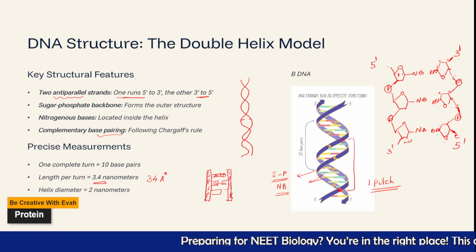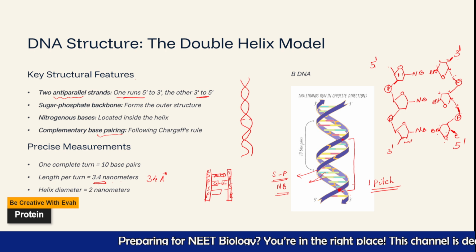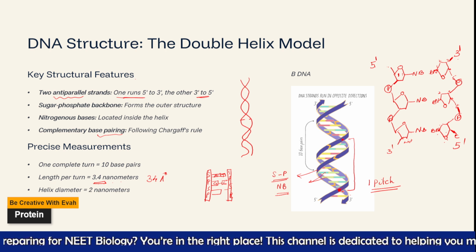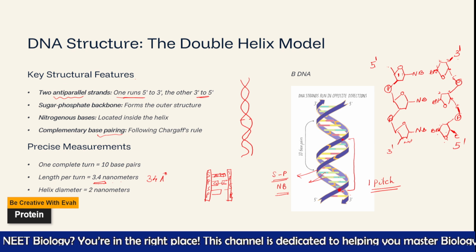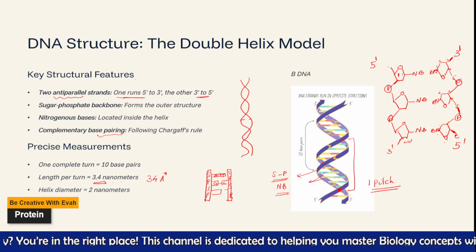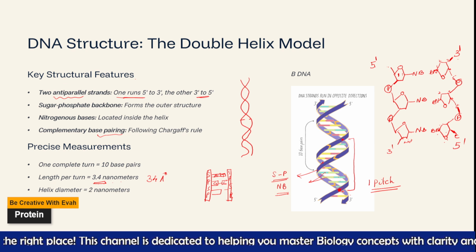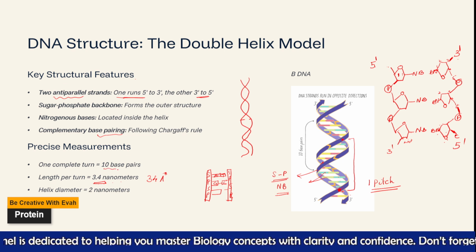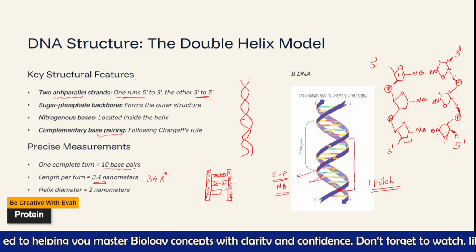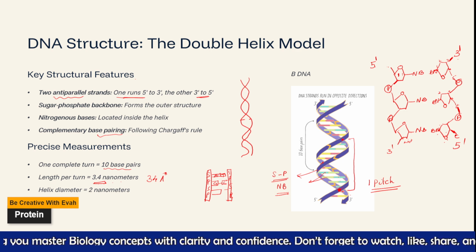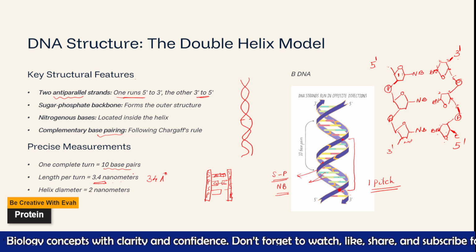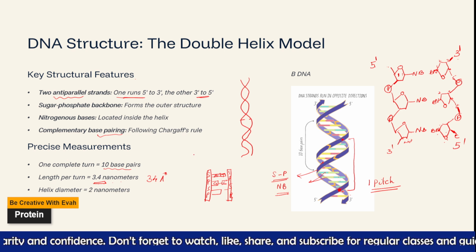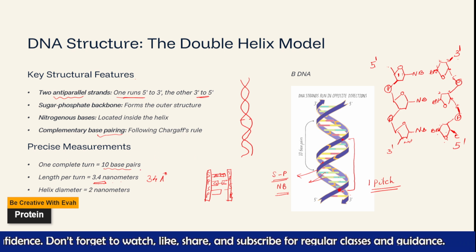Now you check how many base pairs are there in one pitch. Okay, 1, 2, 3, 4, 5, 6, 7, 8, 9, 10 base pairs are there. So one pitch consists of 10 base pairs. We are discussing the B-DNA. So in the B-DNA, one pitch consists of 10 base pairs. Correct. Yes, what you said is correct. 10 base pairs are there.